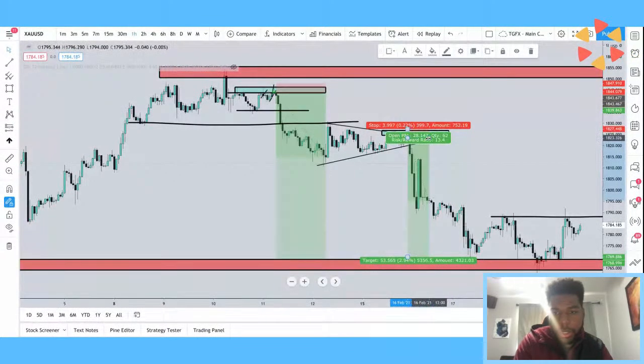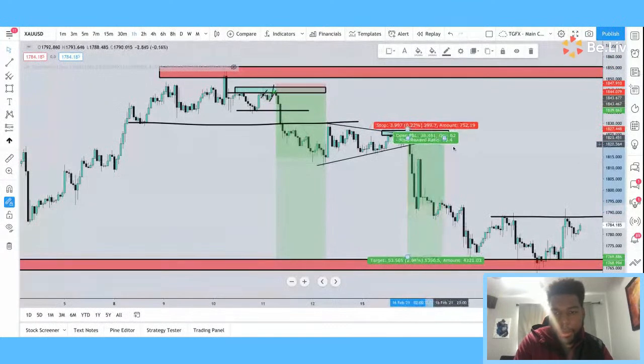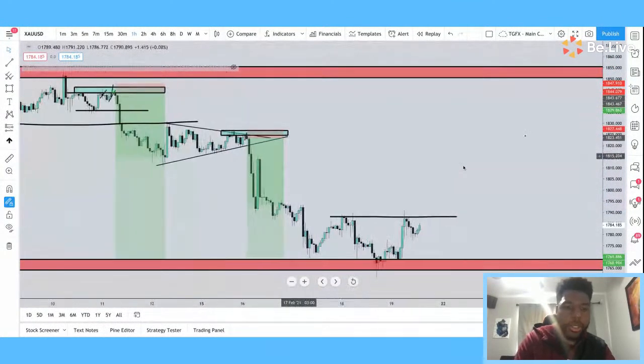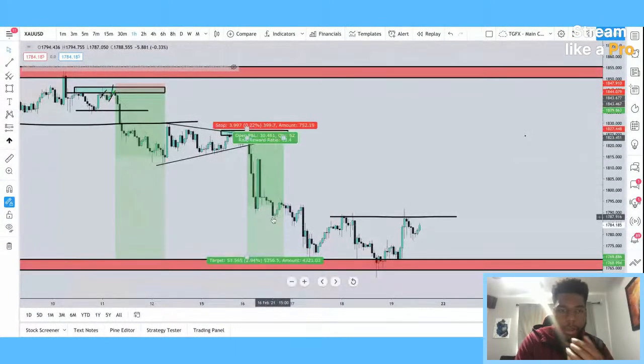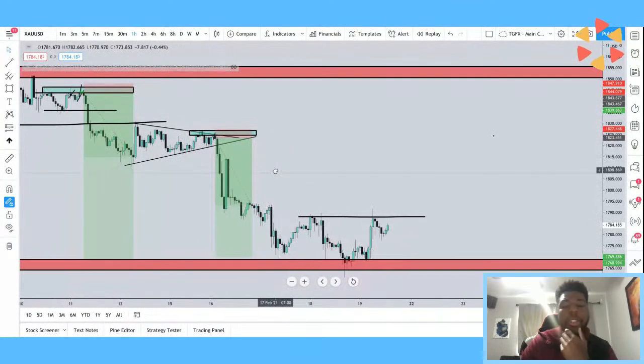Overall, this was a 1 to 13 trade. So this was 1 to 17. Basically, this was 1 to 13. So on those two entries alone, you could have made almost 30% profit on your account, and that's using 1% risk.